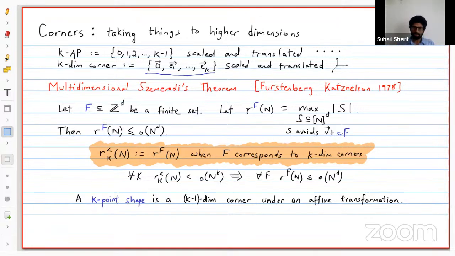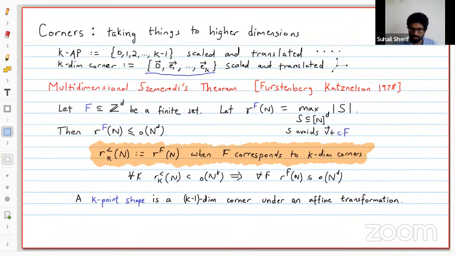So why is this true? Why are corners the most generic shape? That's because if you take any k-point shape, and you start with a (k minus 1)-dimensional corner, which is k points, there is an affine transformation that will take your corner to that shape. And that's just because the k points in the corner are linearly independent, or affinely independent.